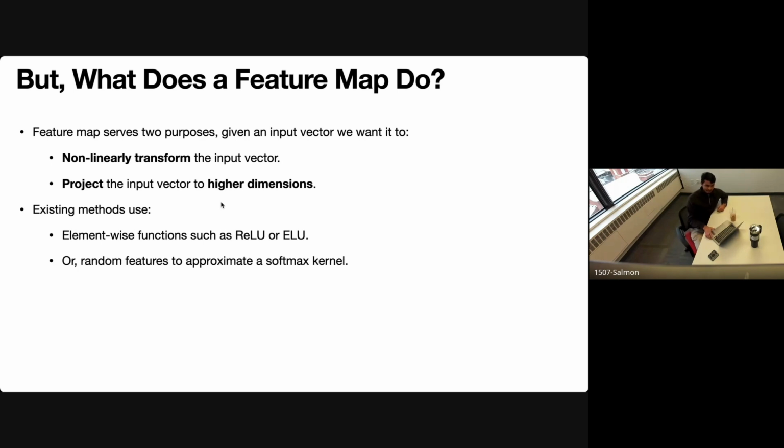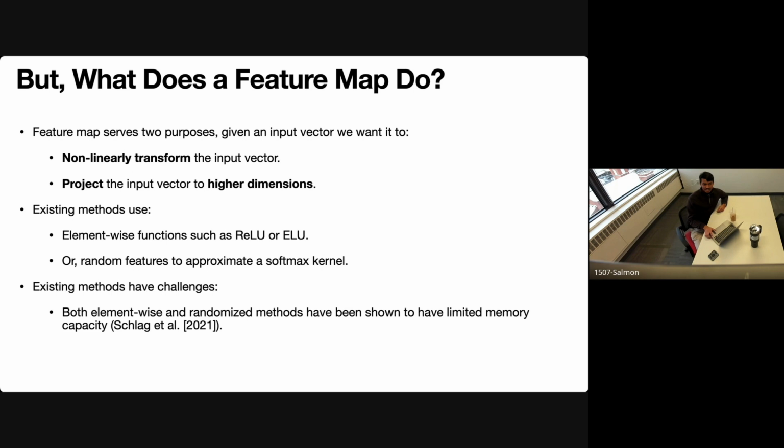There have been other methods such as random features, which try to approximate the softmax kernel. These approaches do both things: they non-linearly transform the input vector and also project it to a higher dimension. However, they use randomness as a way to do this approximation, which introduces variance. So the challenges of the existing methods are that both have been shown to have limited memory capacity in existing work. Additionally, random features introduce variance, which makes it harder to learn.